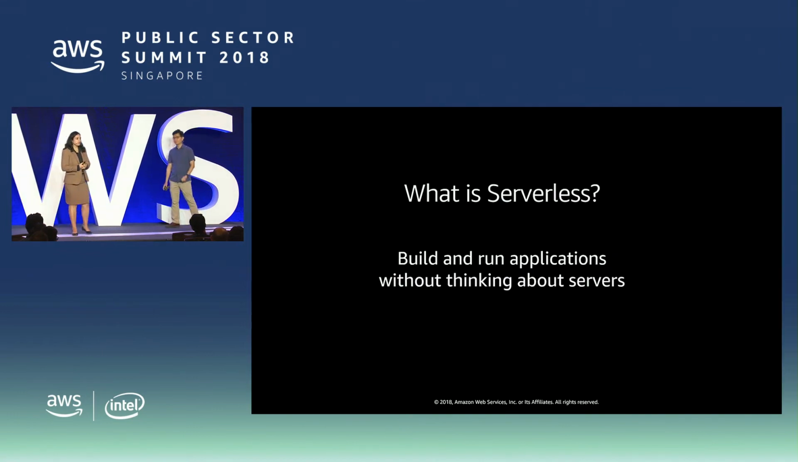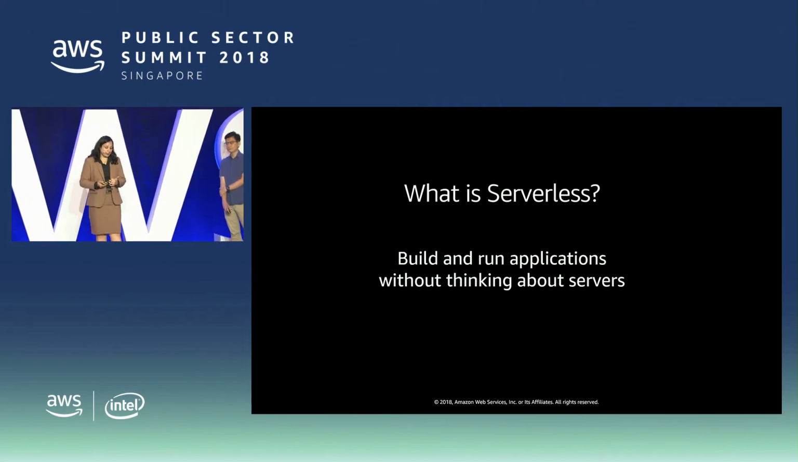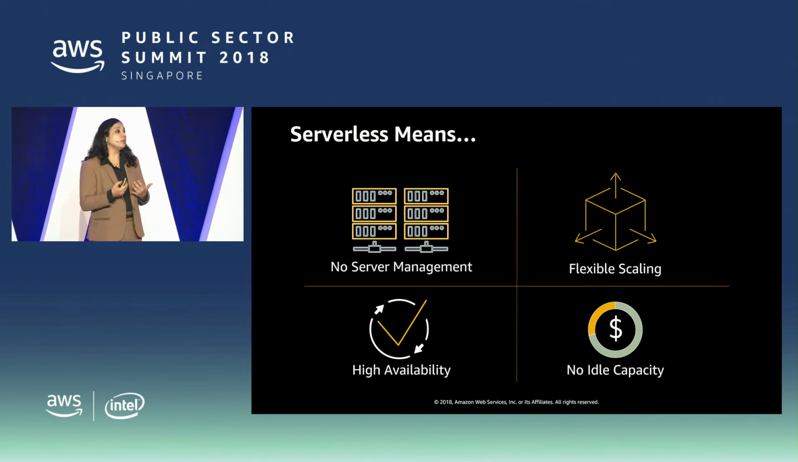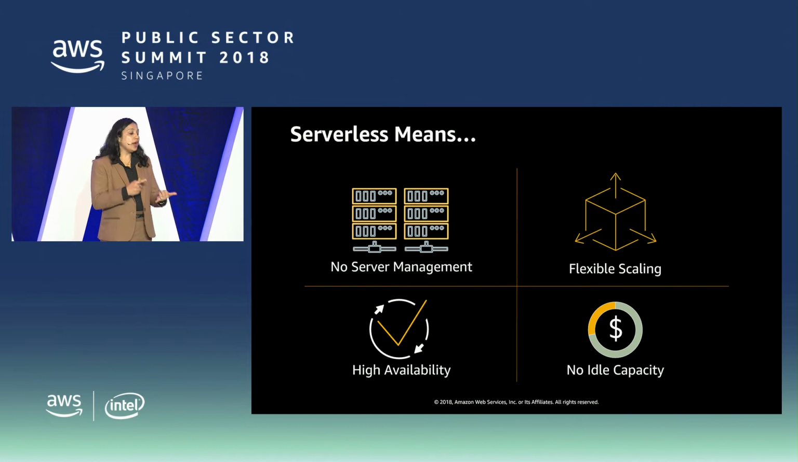So what is serverless? Serverless is building and running applications without bothering about the servers. Serverless also means that you get flexible scaling because you're getting resources on demand when you need them. You get high availability because this is all taken care of for you by AWS, where all the underlying infrastructure, how many instances to launch, and what the right capacities are, is taken care of by us. Since there are no servers, it is launched on demand. There is no idle capacity. You're really spinning up what you need. So this is what serverless is.